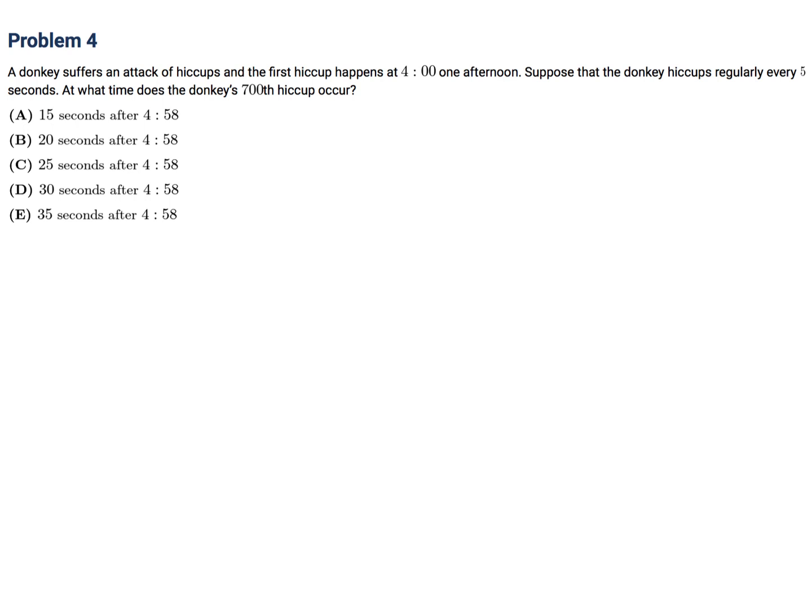A donkey suffers an attack of hiccups, and the first hiccup happens at 4 one afternoon. Suppose that the donkey hiccups every 5 seconds. At what time does the donkey's 700th hiccup occur? So the first hiccup is at 4 p.m., obviously, since it's the afternoon. And then the 700th, that is what we have to figure out.